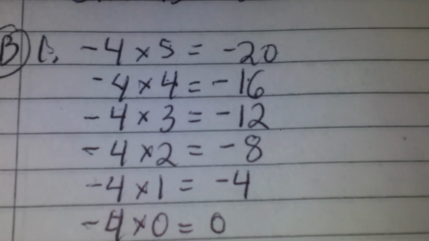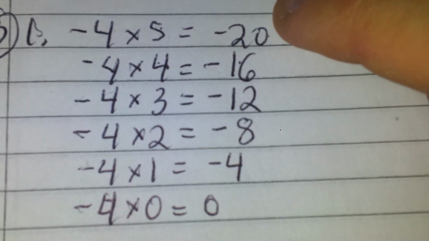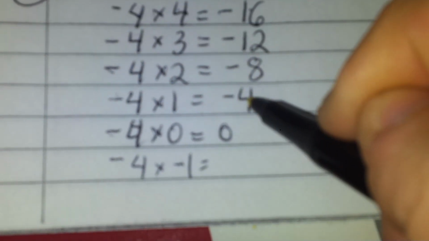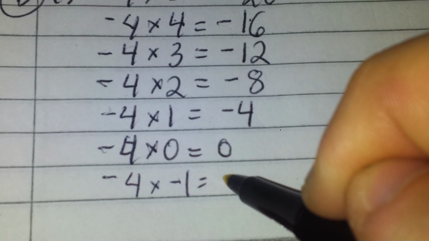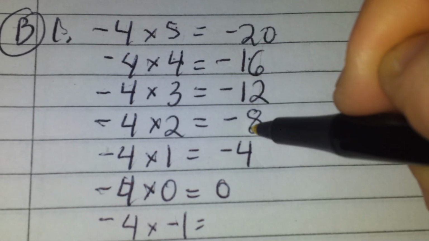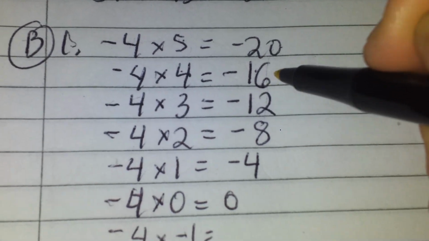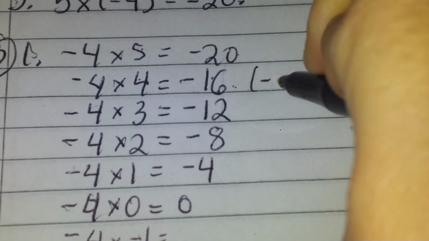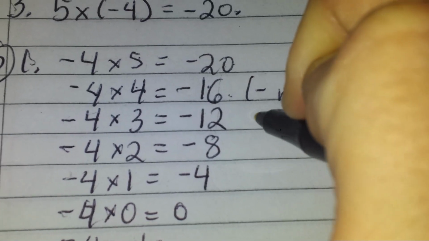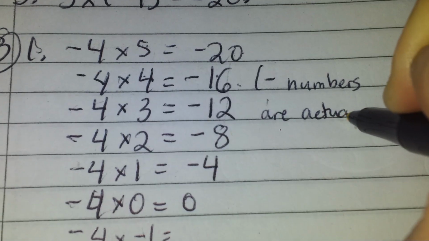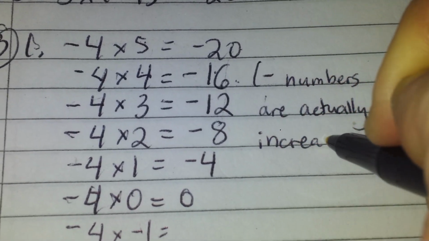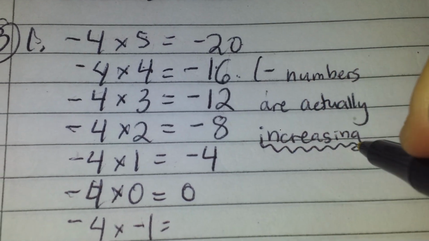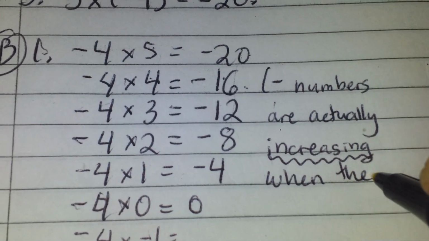So every time our numbers got smaller by 1, our products got smaller by 4. So let's continue the same logic. Negative 4 times negative 1, which is 1 smaller than 0, should be smaller by, oh no, excuse me, they're getting bigger by 4, aren't they? Because it looks like they're getting smaller, but these are negative numbers. So let's make a special note here. Negative numbers are actually increasing when they look like they are getting smaller.